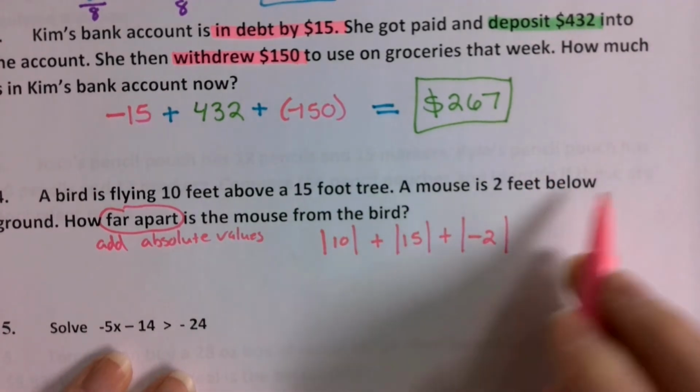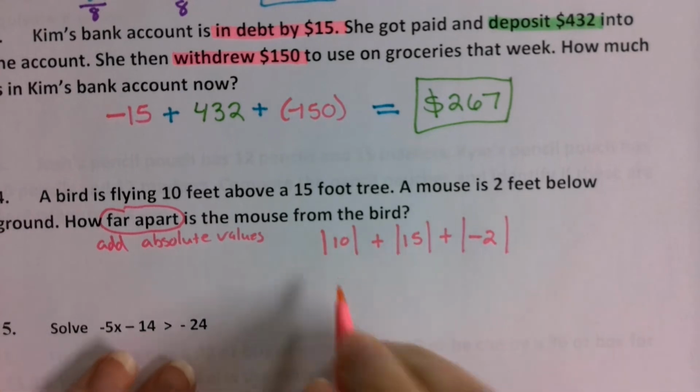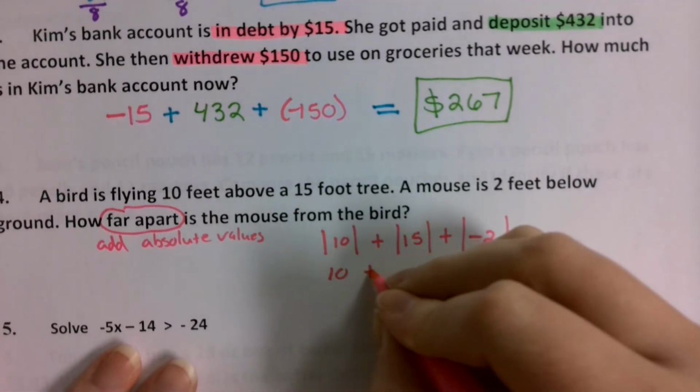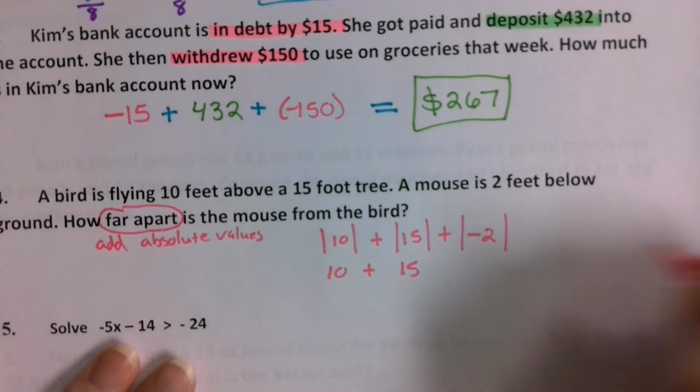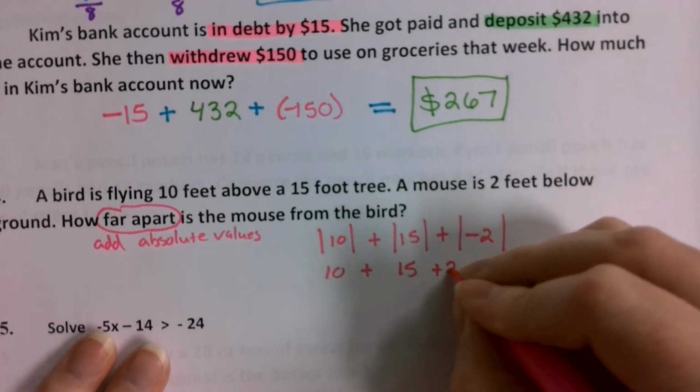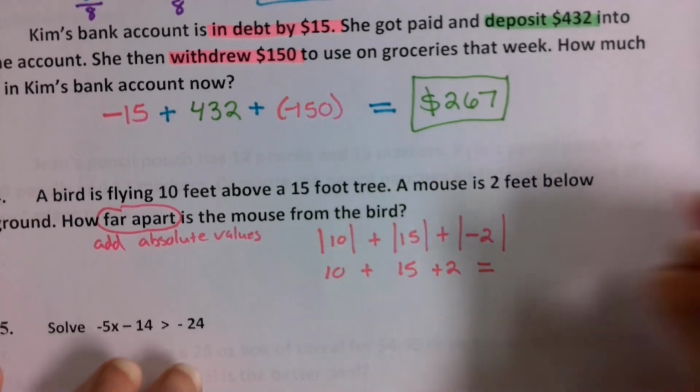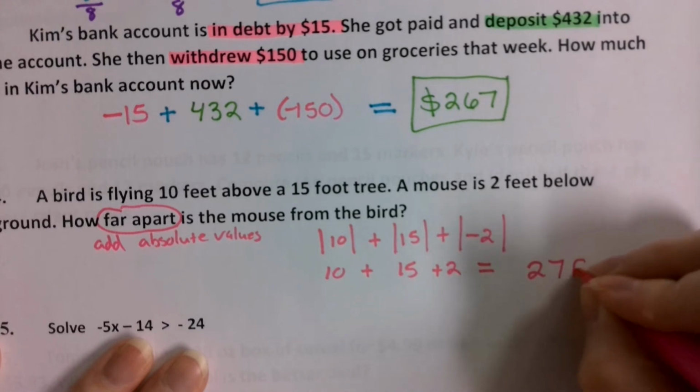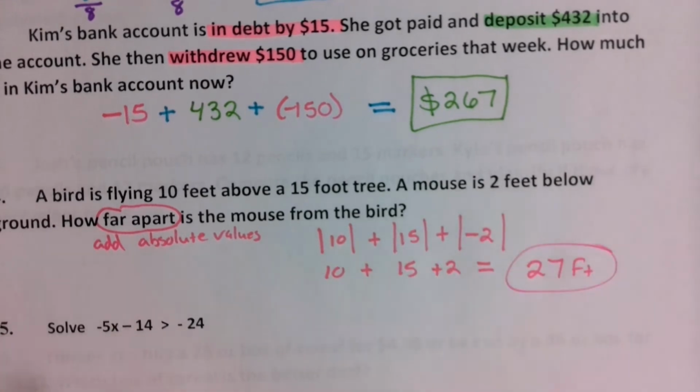Right? 2 feet below means it's a negative 2. Absolute value of 10 is just 10. Absolute value of 15 is 15. Absolute value of negative 2 is positive 2. And when we combine all of that together, they are 27 feet apart.